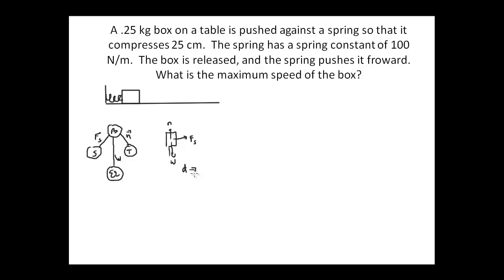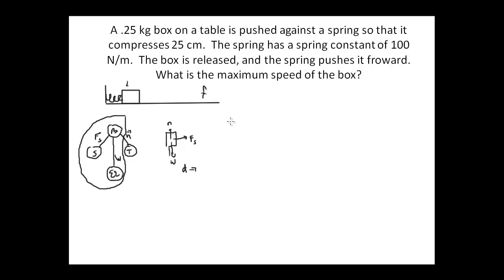Well, let's run through our 5 questions, which is a strategy for all these energy problems. 1, what is the system? Well, the system would be the box and the earth and the spring, and the table would be outside the system. Number 2, do we think there's going to be a speed change? Well, yes, because initially the box is not moving, but eventually the box will be. So we have a definite speed change.